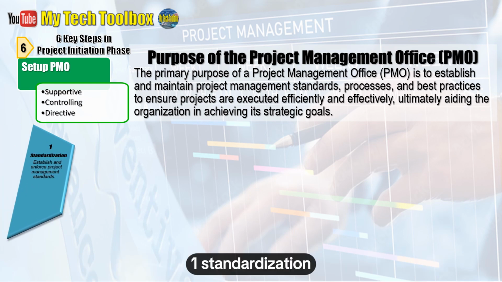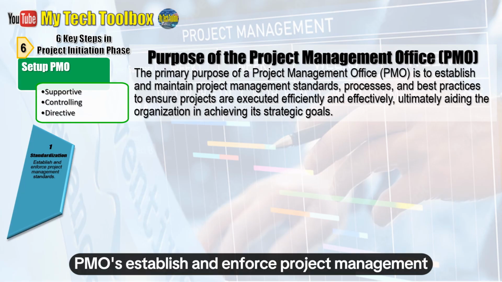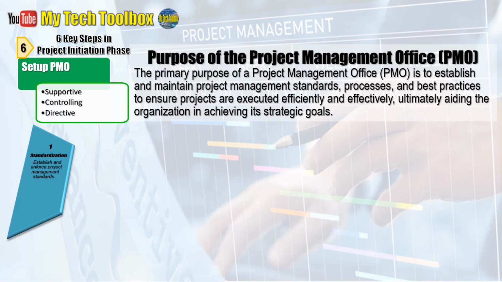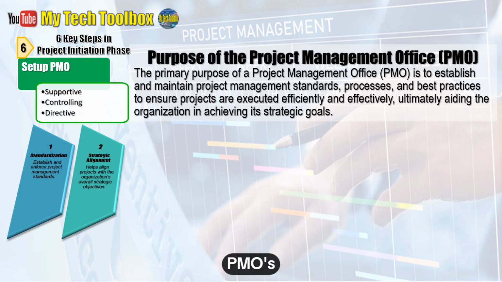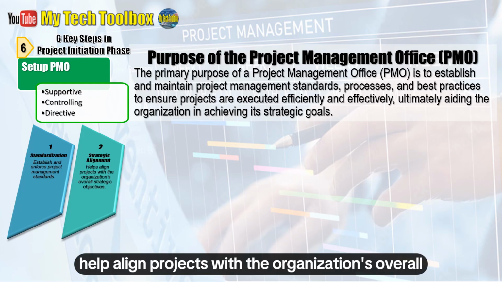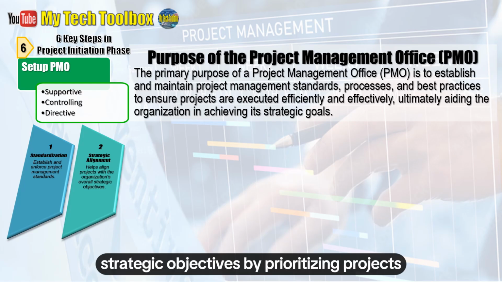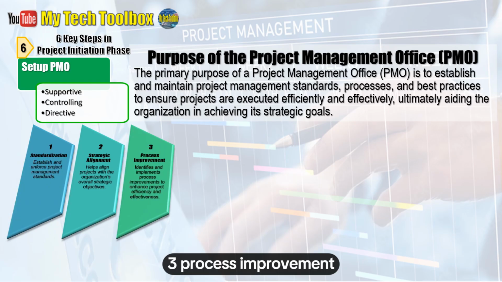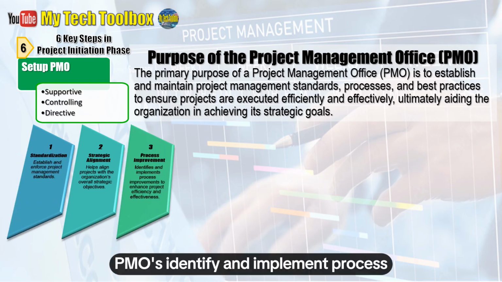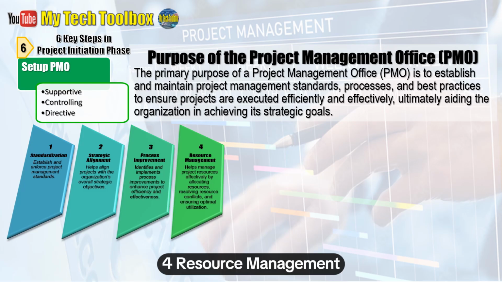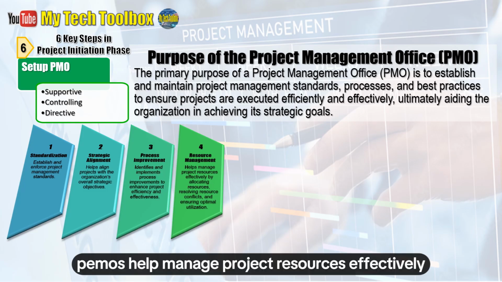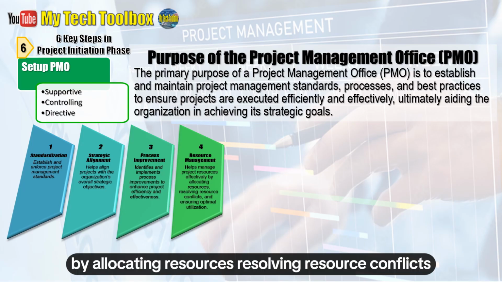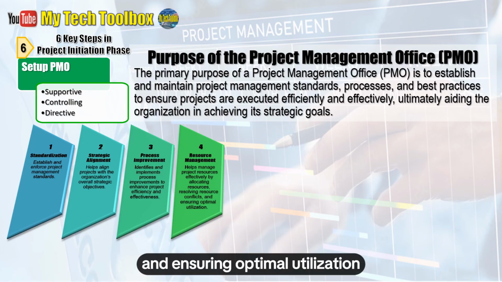1. Standardization. PMOs establish and enforce project management standards, methodologies, and tools to ensure consistency across all projects. 2. Strategic alignment. PMOs help align projects with the organization's overall strategic objectives by prioritizing projects and ensuring they contribute to achieving those objectives. 3. Process improvement. PMOs identify and implement process improvements to enhance project efficiency and effectiveness. 4. Resource management. PMOs help manage project resources effectively by allocating resources, resolving resource conflicts, and ensuring optimal utilization.